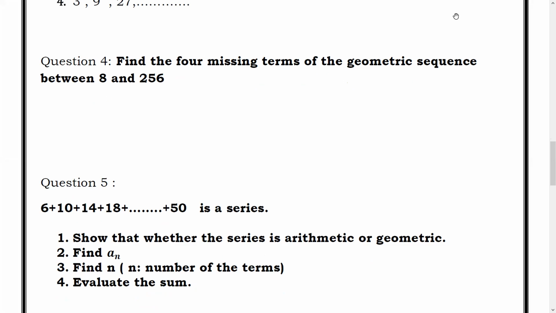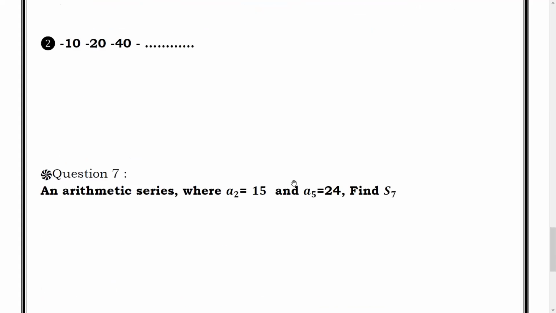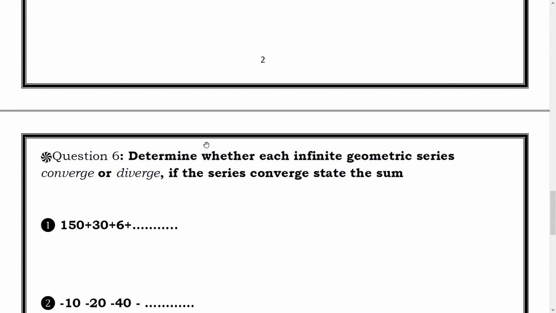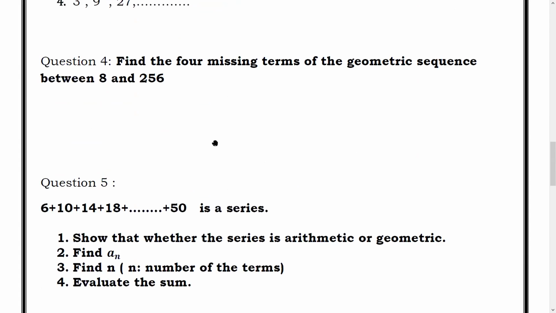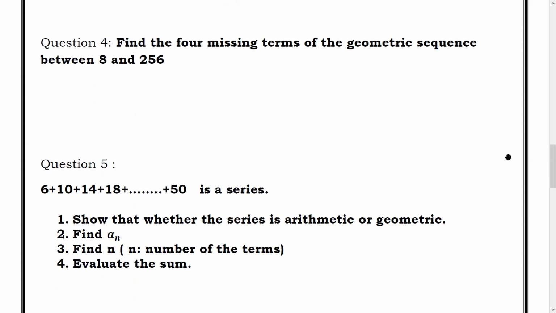Now, question number 4. Fine. Now look here, number 4, number 5, and number 7. These questions have a new idea. I only have 15 minutes, so I want to classify and explain each one, because they have different ideas than in your book. In question number 4, find the 4 missing terms of the geometric sequence between 8 and 256.